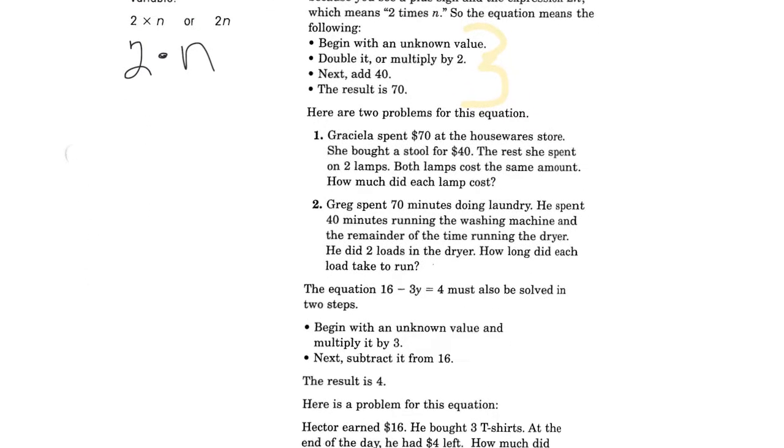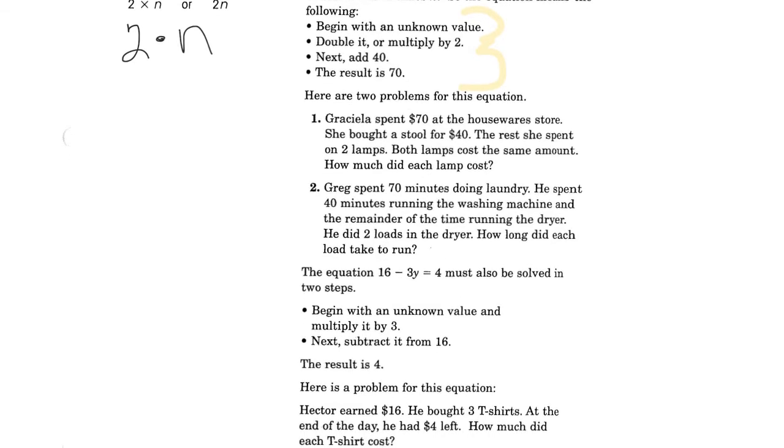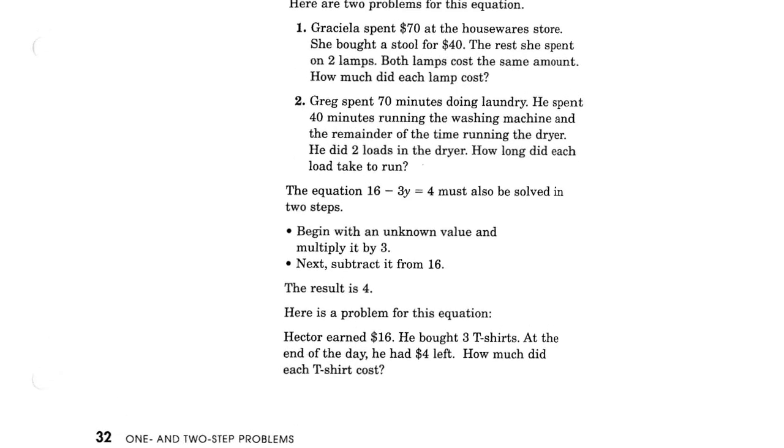Here are two possible problems for this equation. Priscilla spent $70 at the hardware store. She bought a stool for $40, and the rest she spent on 2 lamps. Both lamps cost the same amount. How much did each lamp cost? Or Greg spent 70 minutes doing laundry. He spent 40 minutes running the washing machine and the remainder of the time running the dryer. He did 2 loads in the dryer. How long did each load take to run? So those are two possible word problems for that equation.